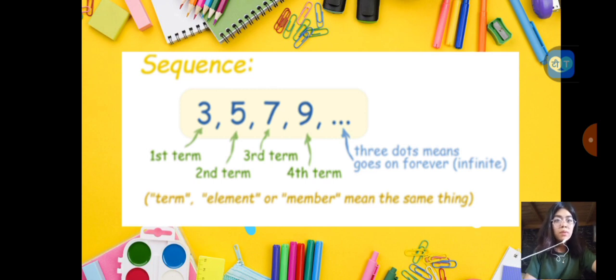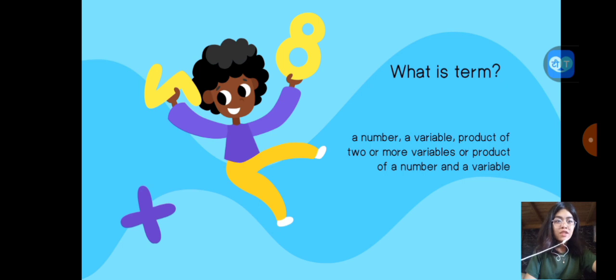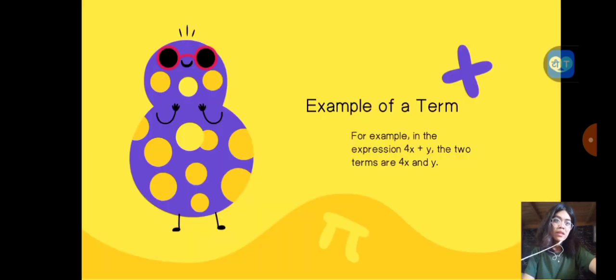The next term that we'll be discussing is a term. So what is a term? A term is a number, or a variable, or a product of two or more variables, or a product of a number and a variable. Now, this might sound very confusing, so let's have an example of what a term is. For example, in the expression 4x plus y, the two terms that are identified in the problem are 4x and y. Those are the two terms that are expressed in the problem.